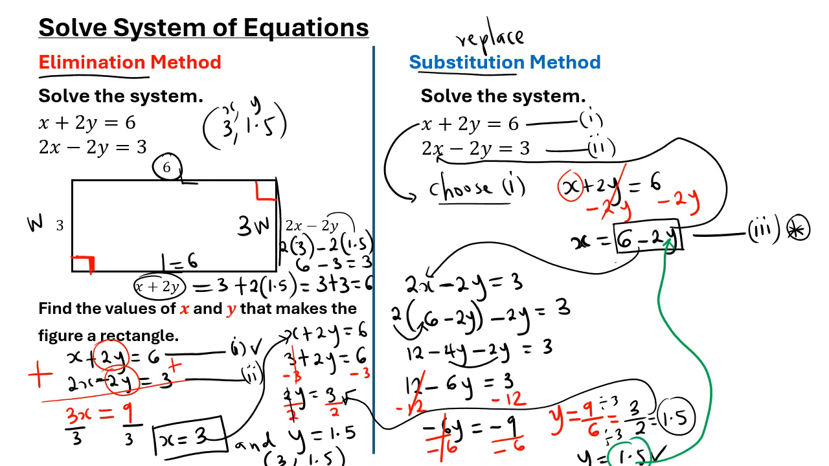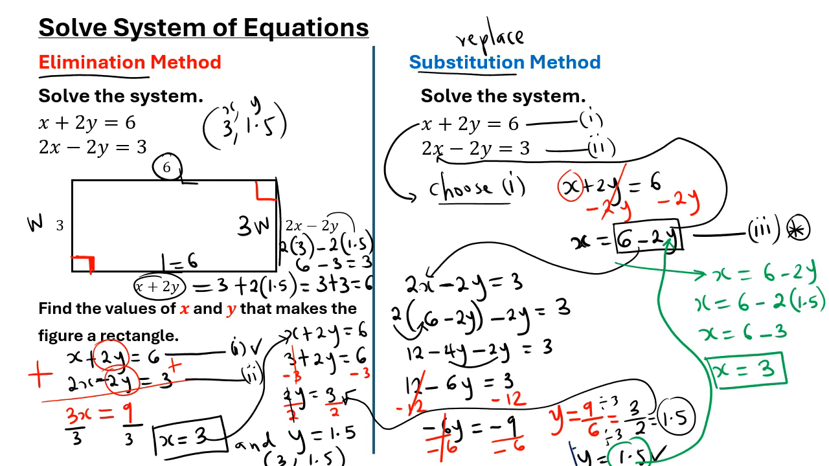For equation 3, we know that x equals 6 minus 2y. So we're now going to take this 1.5 and plug that in for y. So x will be equal to 6 minus 2 times 1.5. 2 times 1.5 will be 3. So therefore, x is going to be 6 minus 3, which is equal to 3. So now we have the answers to what we're working on. So x equals 3 and y equals 1.5.